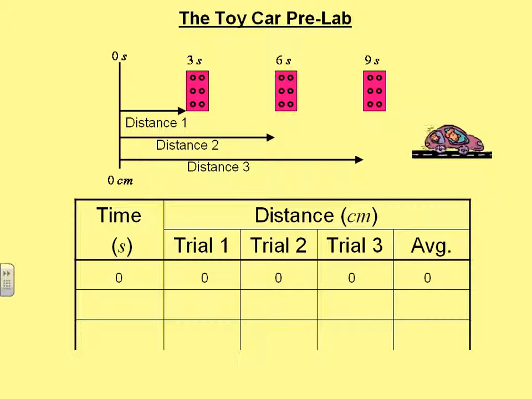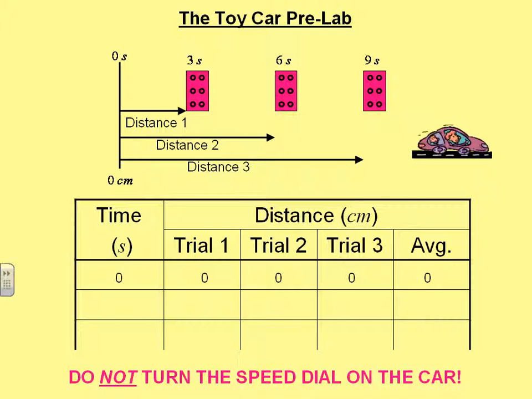Oh, by the way, one very important thing I almost forgot. There is something called a speed dial on the car. Now, I know we haven't defined what speed means yet, so don't touch it. We don't want to change that. That would change another variable in the lab. We only want to change one thing at a time. So don't touch the speed dial. Whatever it's set at now, leave it set there.